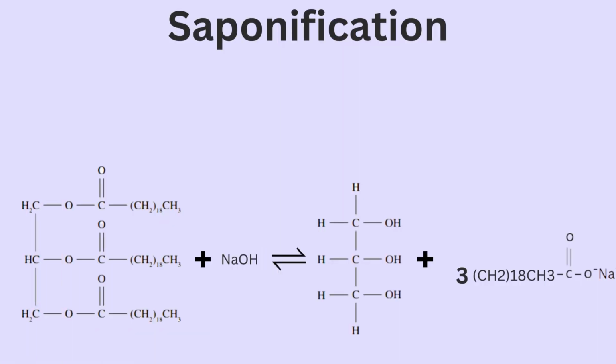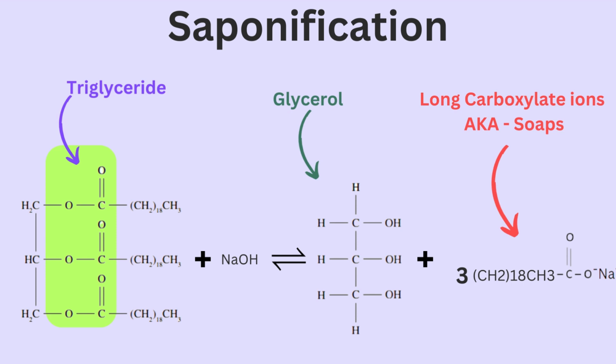It takes a triglyceride, which, as you can see here, contains 3 ester bonds. These are broken by base hydrolysis, yielding a glycerol molecule and 3 long-chained carboxylate ions. These carboxylate ions are soap molecules.